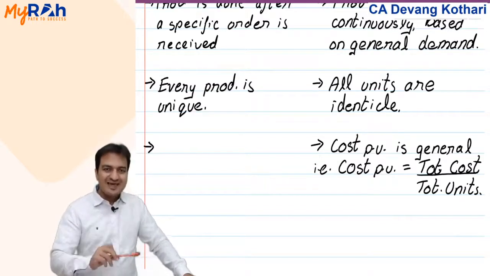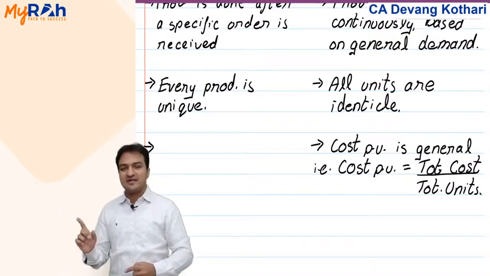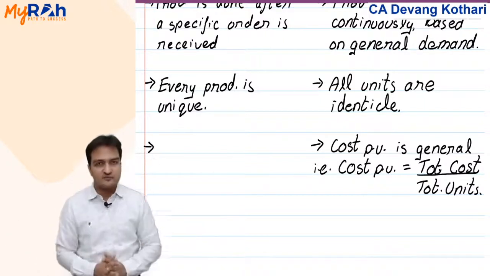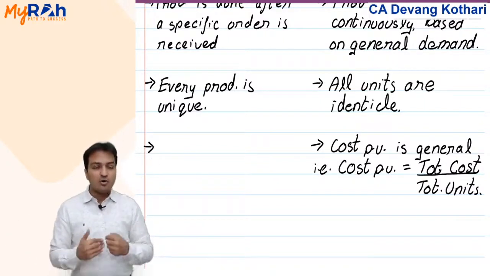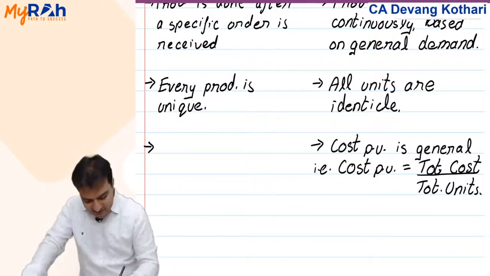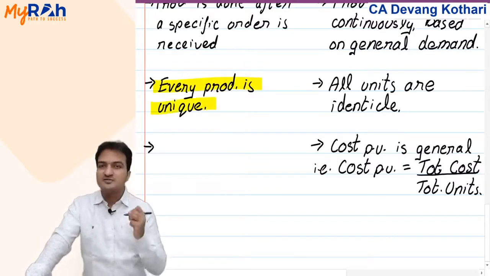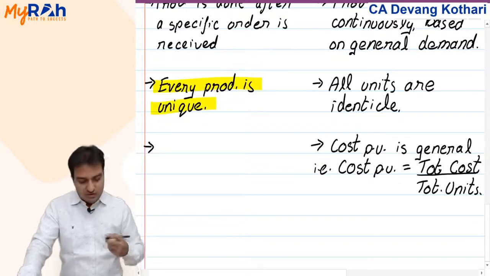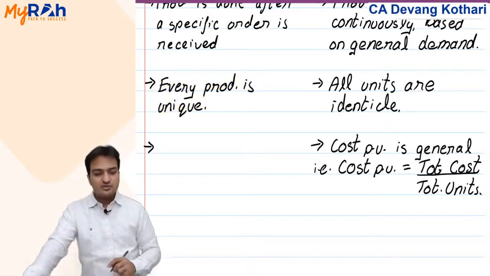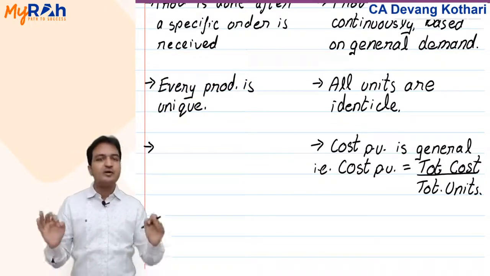But tell me, can the tailor or fashion designer do that? Total cost of stitching all sherwanis divided by total number of sherwanis. Can he do that? No. Why not? Well, he cannot have a general cost calculation because in his business, every product is unique, every product is different. So in his business, he needs to calculate cost per unit separately for every single order that he gets.